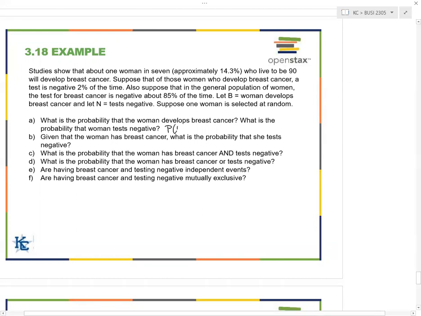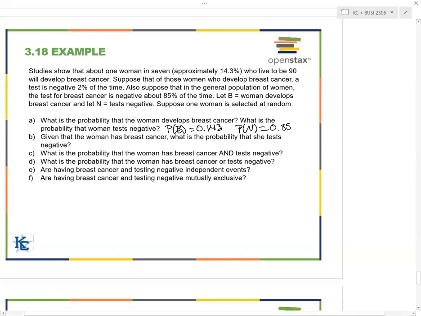What is the probability that the woman develops breast cancer? So the probability of B was given to us as approximately 14.3%. We need to change from a percent to a fraction form, so that's 0.143. What's the probability that the woman tests negative? The test for breast cancer is negative about 85% of the time. Yes, so that's 0.85.